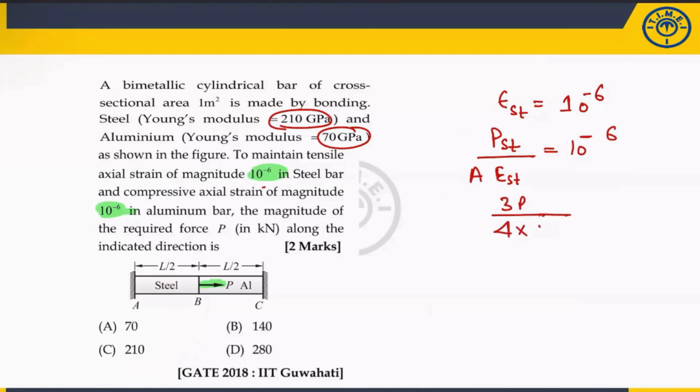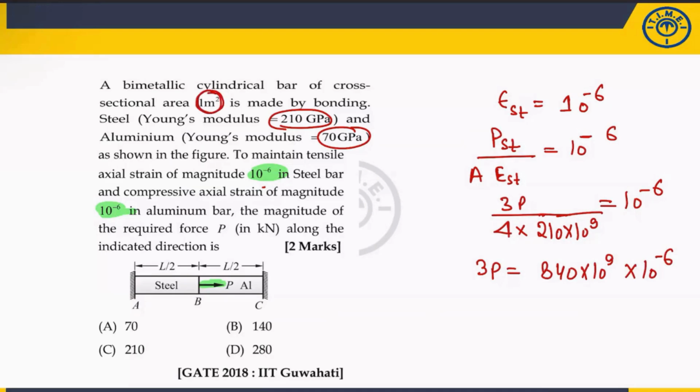Young's modulus is given as 210 into 10 to the power of 9, which is equal to 10 to the power of minus 6. So 3P value is 840 into 10 to the power of 9 into 10 to the power of minus 6. Area is given as 1 meter square. Okay, so I have taken area as 1 meter square.